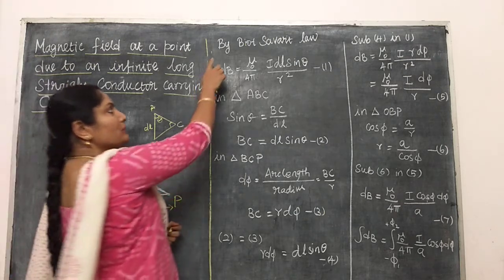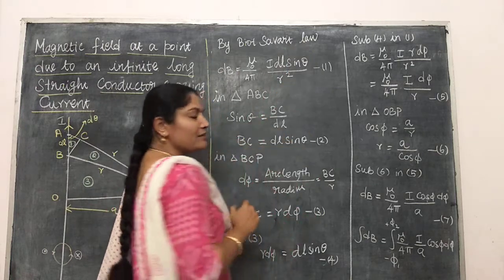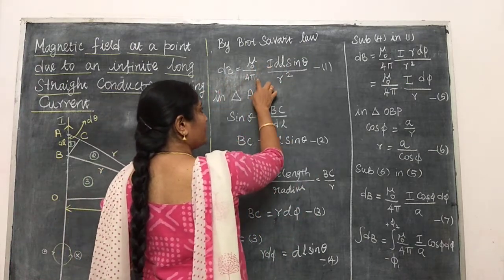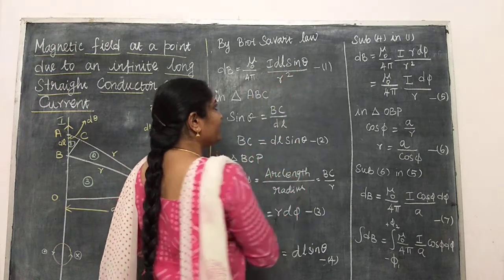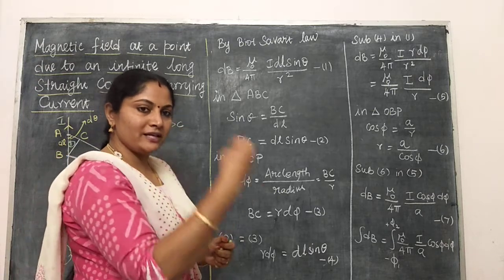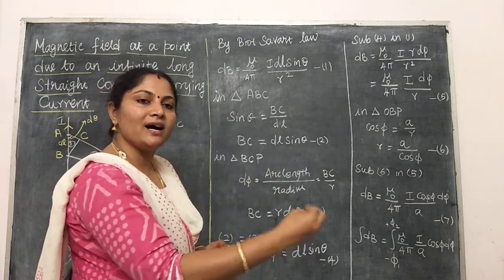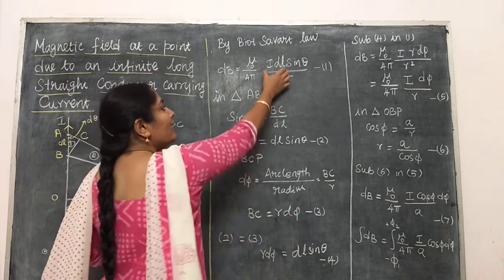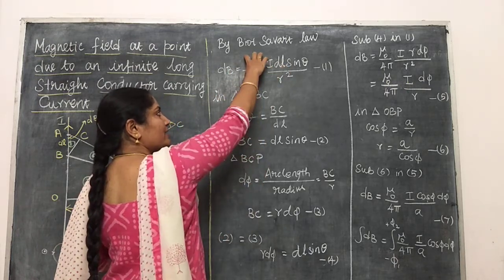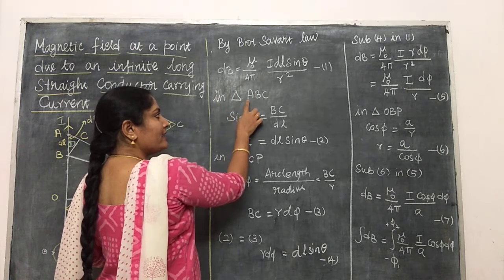Before this, we know the Biot-Savart law. What is the Biot-Savart law? dB is equal to mu naught by 4 pi, I dl sin theta by r square. This is the magnetic field produced at a point P which is at a distance r from the current element dl. This we derived already. So we write the equation.